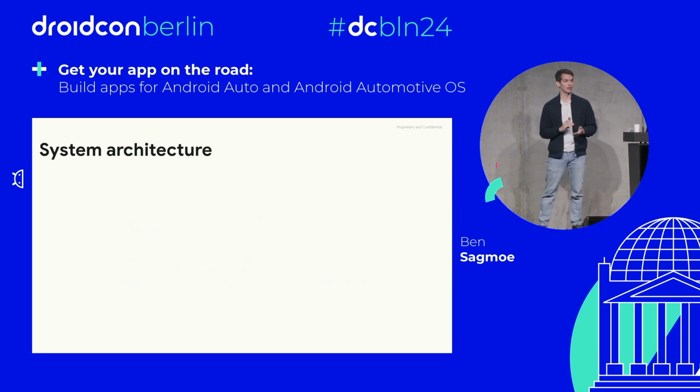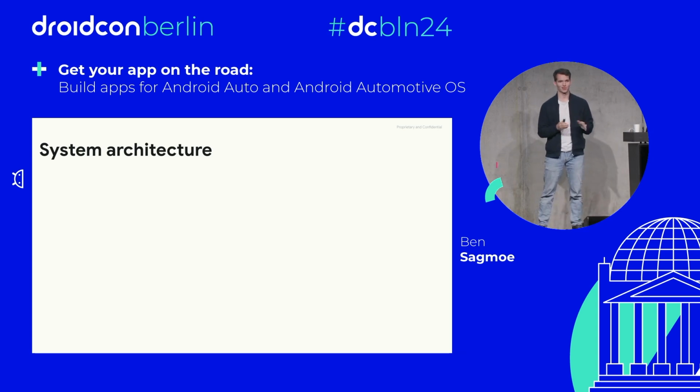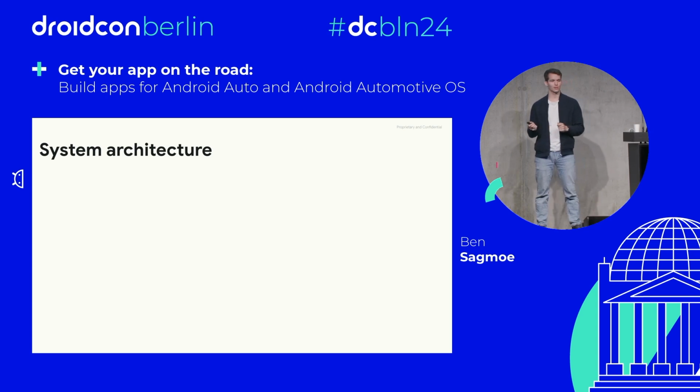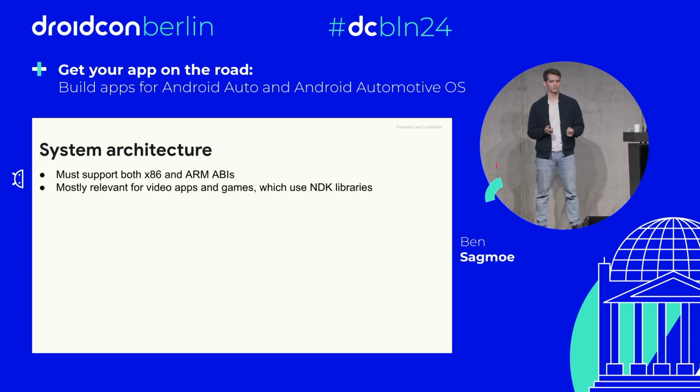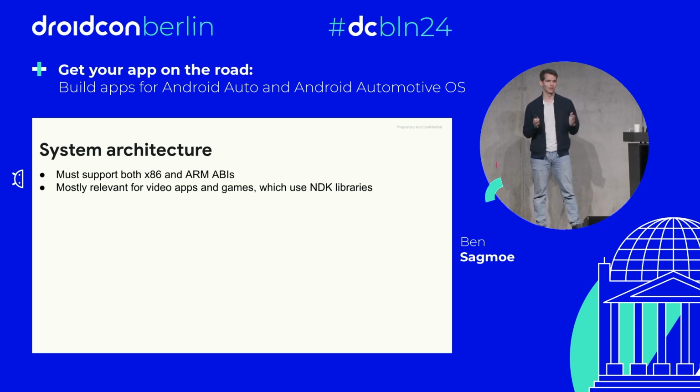And then the next is system architecture. Again, unlike mobile, where pretty much everything is ARM, like 99% or something, the cars are running a mix of both x86 and ARM. And again, this is only mostly relevant for video apps and games, where you're potentially going to be using an NDK library, and then you probably have to have the x86 version of the library, which would be the weird bit.